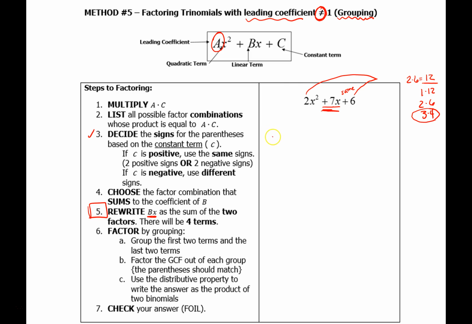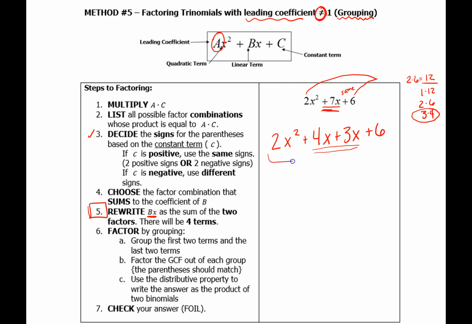All right, so let's see, we've got 2x squared plus, and I'm actually going to switch that order, you'll see why in just a moment, plus 3x plus 6. So notice here that I have written 7x as 4x plus 3x. And the next step is that we're going to factor by grouping.